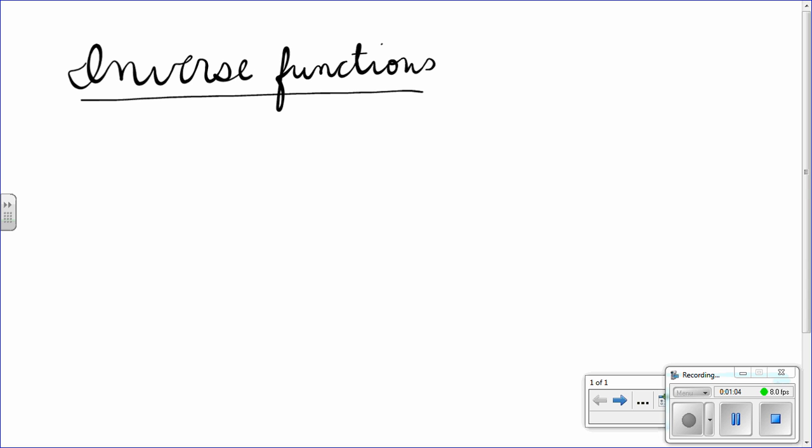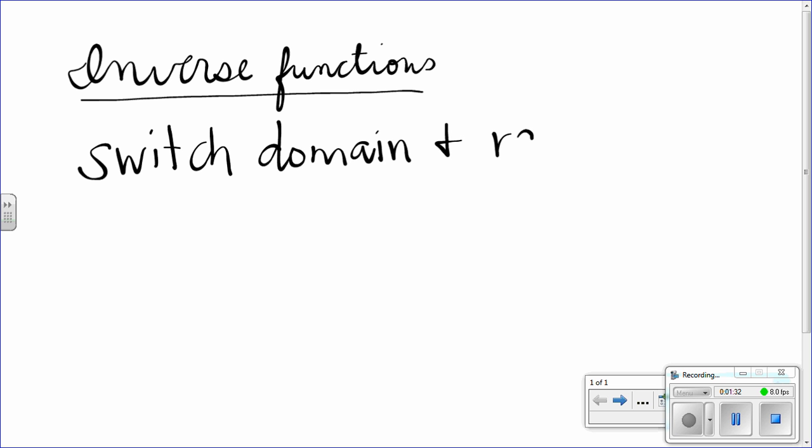All right. Okay, inverse functions, they are flip, they are opposite, they're reverse, whatever. Basically, if two functions are inverses, then one's domain is the other one's range, and one's range is the other one's domain. Okay? So you could say they switch domain and range. Domain of one is the range of the other.